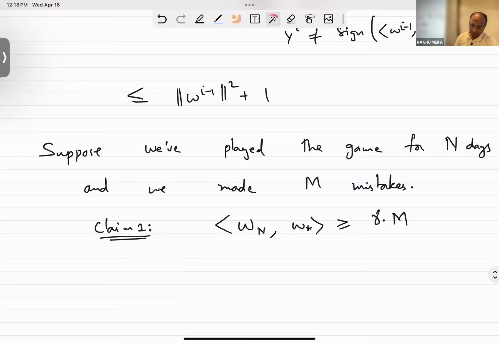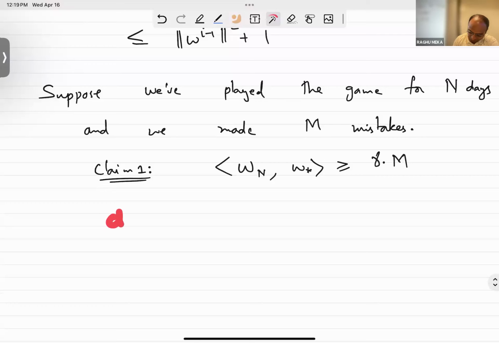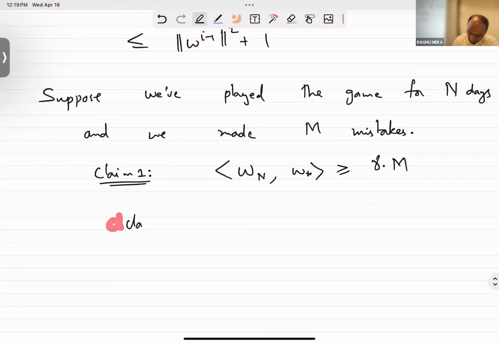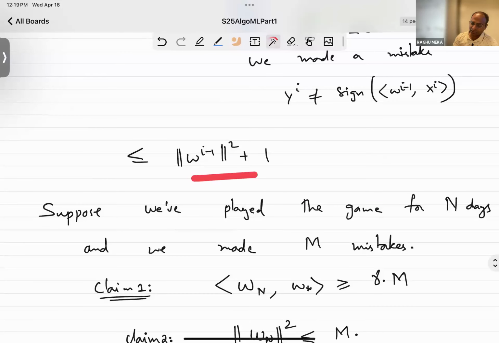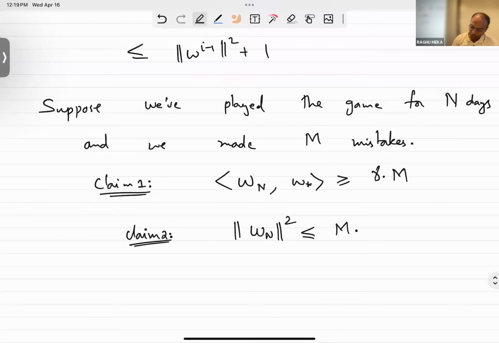Okay. And how about the other direction? We also know that the norm of Wn squared is at most M, right? Because every time we make a mistake, we increase the norm squared by at most 1. So, maybe this should be 1 because we're starting out with something. Okay.